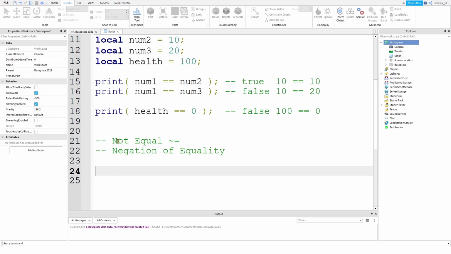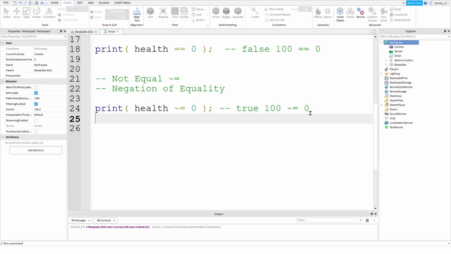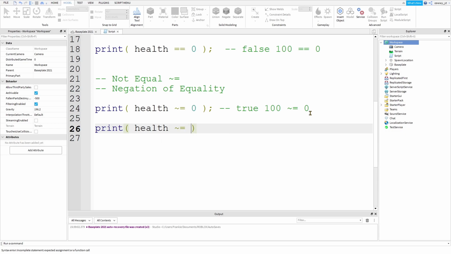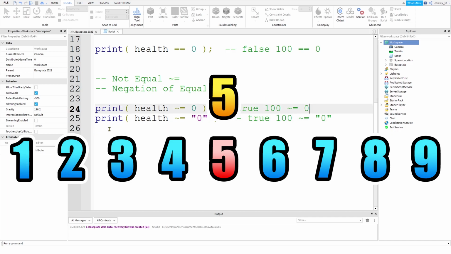We're going to use examples again. Print health does not equal 0, which results in true because I have a health of 100 and it does not equal 0. Studio would then say this is true. Here's an interesting part. What if I were to change the number 0 to a string 0? It will also say it's true, because the word 0 is in fact not the same as the number. So on the number scale, the negation of equality symbol will match anything that is not the exact value.